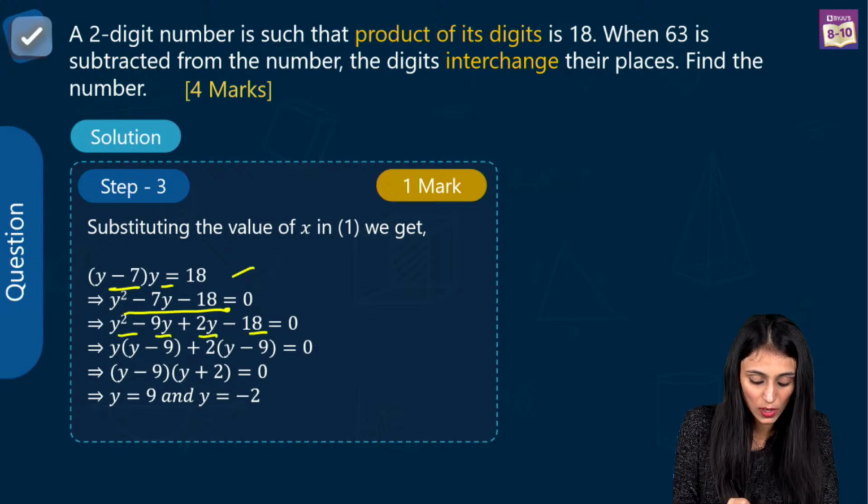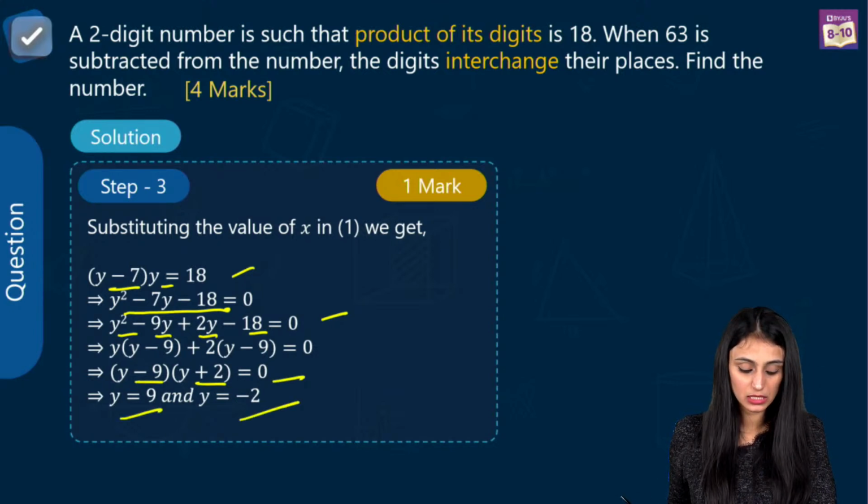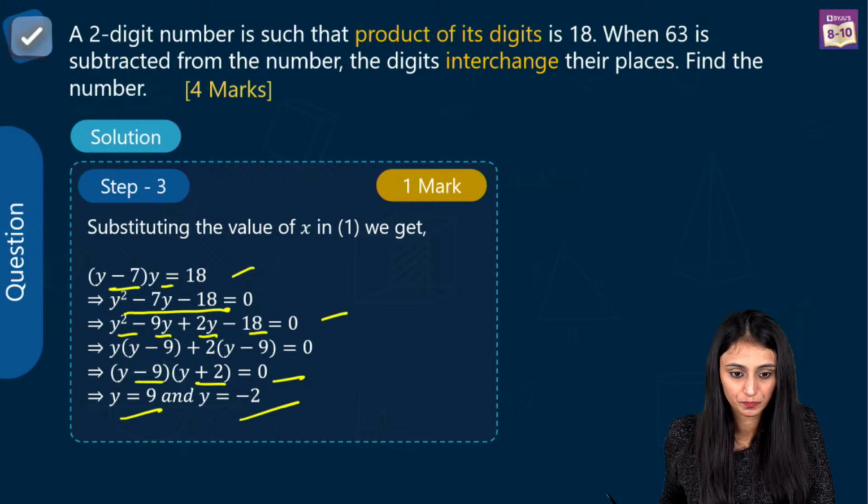We will do middle term splitting. Y square minus 9y plus 2y minus 18 equal to 0. So we have (y minus 9)(y plus 2) equal to 0. We get two values of y, that is 9 and minus 2.